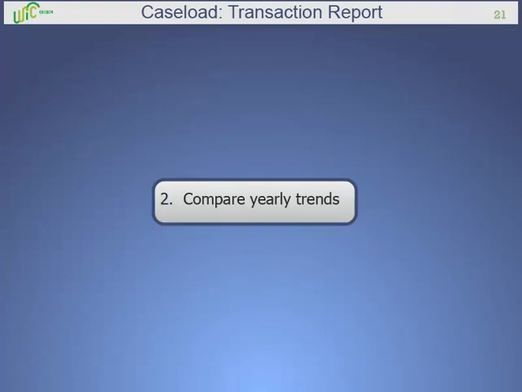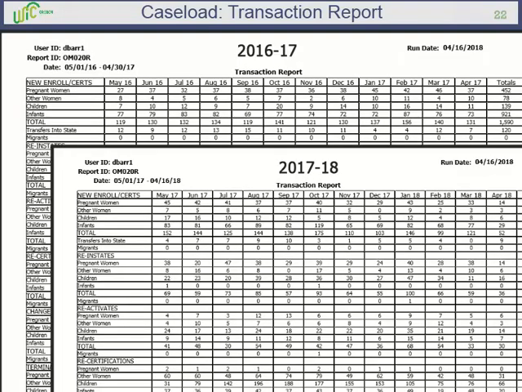Next, let's look at yearly trends. Looking at your transaction report for several of the past years can help you see general trends of caseload going up and down that happen and help you plan for them. 2 of the most common trends we see are: first, all enrollments and recertifications may drop in February and November because generally those months have fewer clinic days. And second, a WIC clinic in a college town may always have fewer enrollments in June and more in August and September.